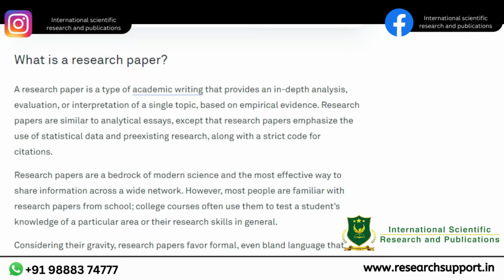First, let us know what is a research paper. A research paper is a type of academic writing that provides an in-depth analysis, evaluation, or interpretation of a single topic based on empirical evidence. Research papers are similar to analytical essays, except that research papers emphasize the use of statistical data and persisting research along with a strict code for citations.